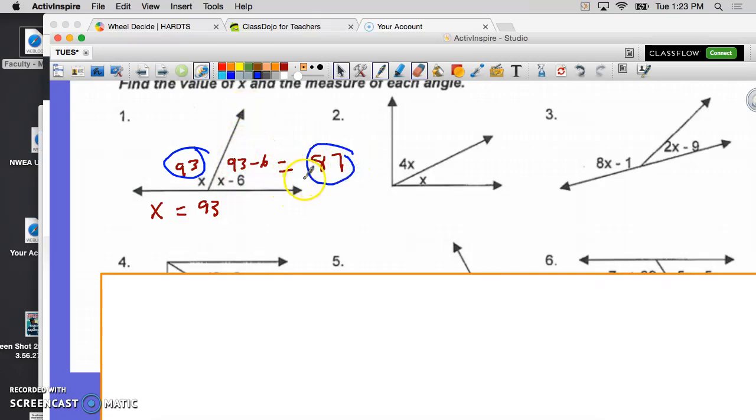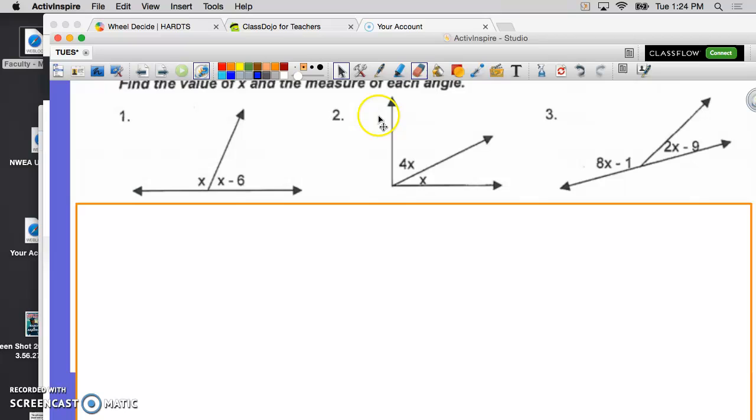And here's how you know you're right. If you add this plus this, you should get this straight line, which is 180. And yes, my friends, 93 plus 87 is 180. So number 1 is complete. So now I'm going to go over to number 2. There we go. So number 2.